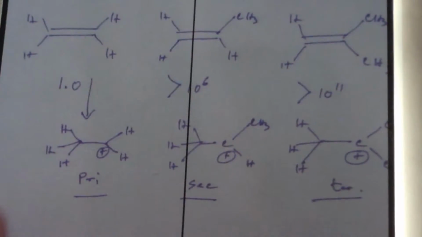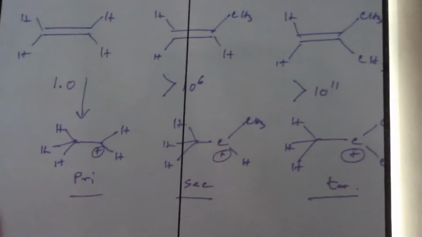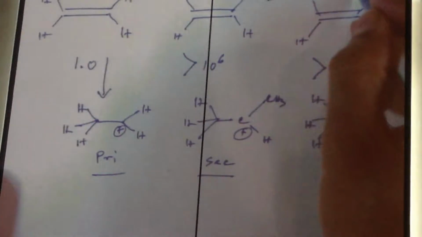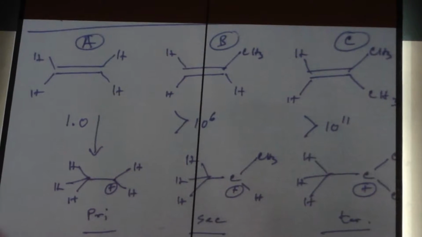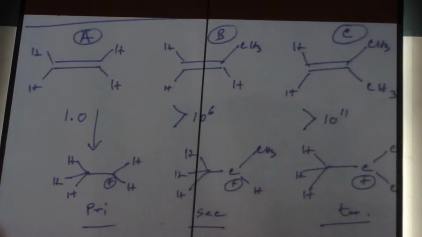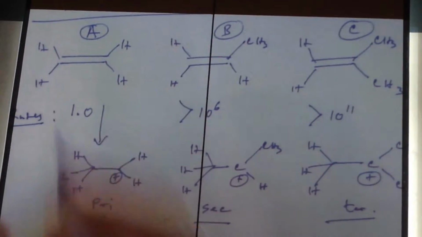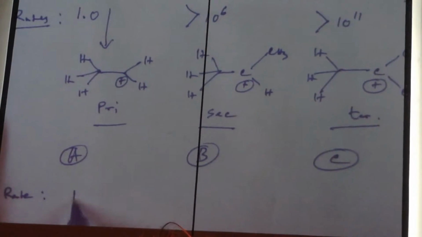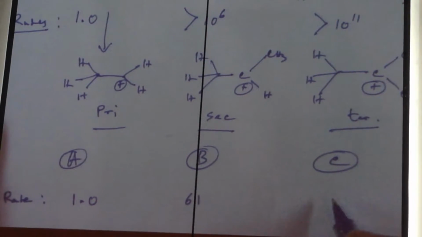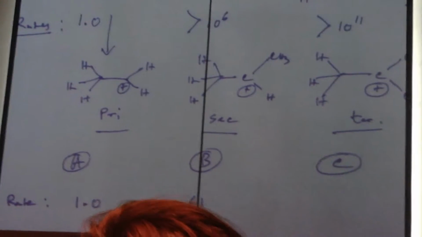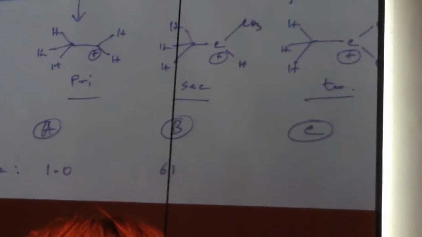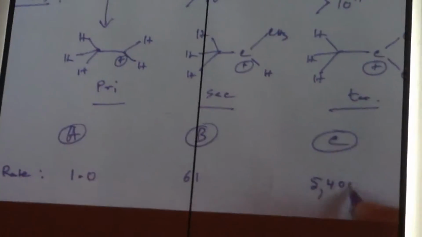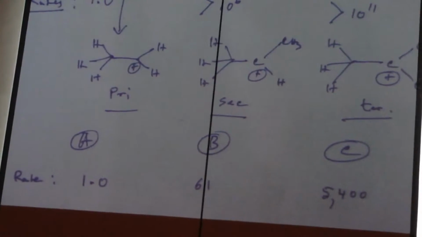In the case of the bromination reaction, the rates, on the other hand, for the same, let's say this is A, this is B, and this is C. So the rates for the halogenation reaction are typically 1 to 61 to, this is about 5,400, the rate for the bromination.